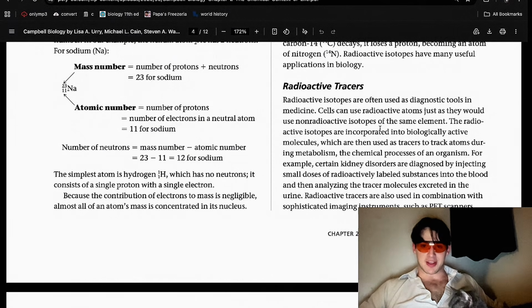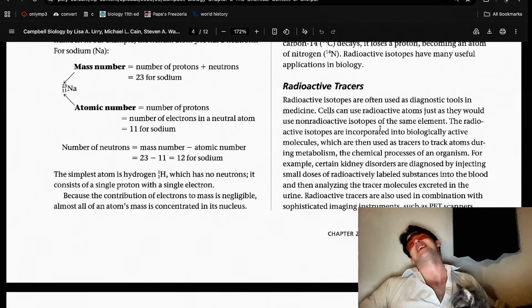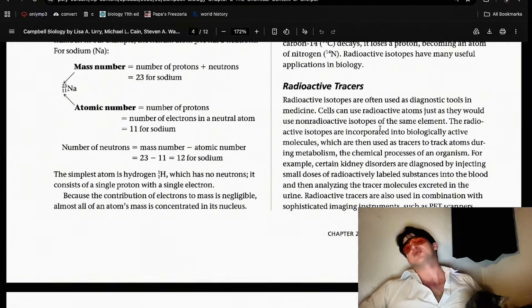Cells can use... and then there's always that annoying person who's like, it's pronounced radio. It's like, bro, you gave him 0.3 seconds to try to read that before you butted in.